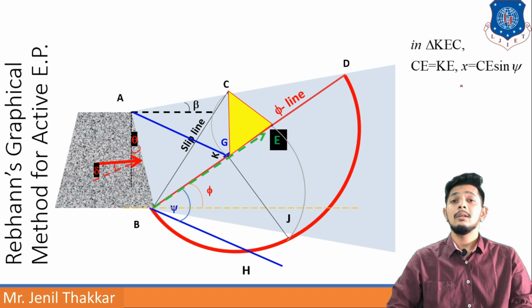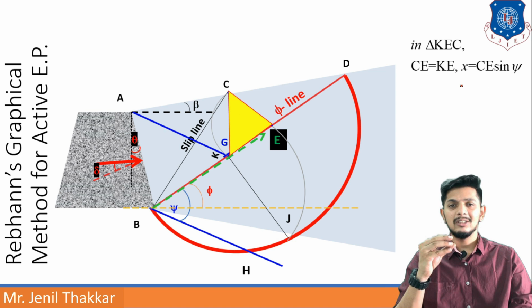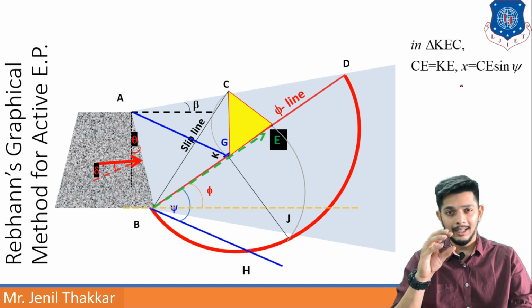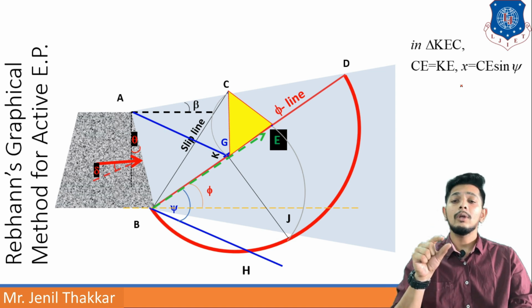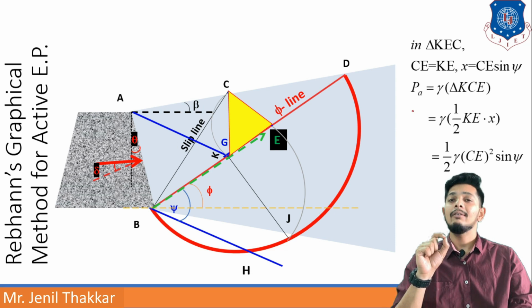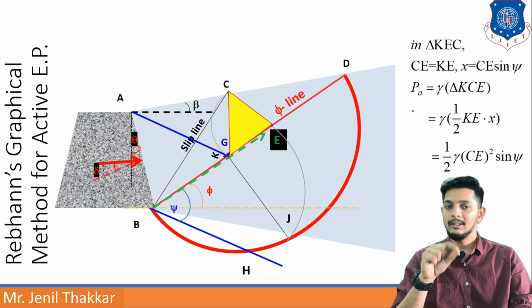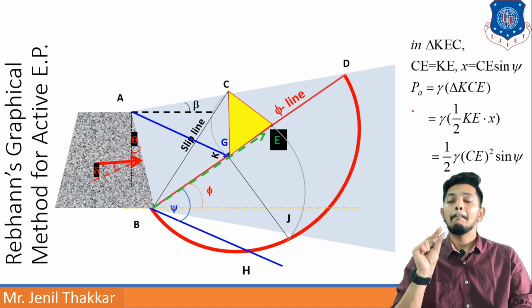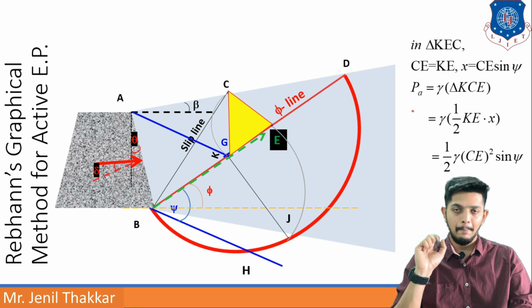So these are iterations, or results or conclusions from this graphical method. Now to calculate the area of KEC, I will do TA is equal to gamma into area of triangle KCE or KEC. Area into gamma will give you the active earth pressure amount exactly from the graph.